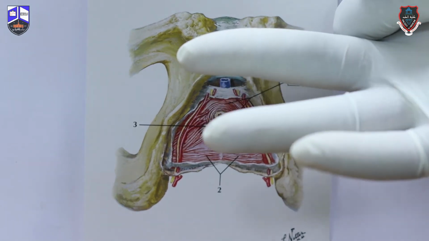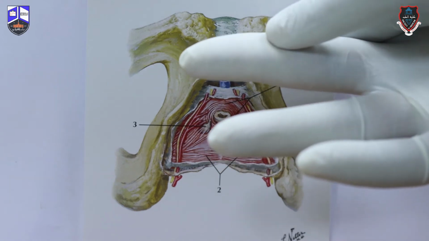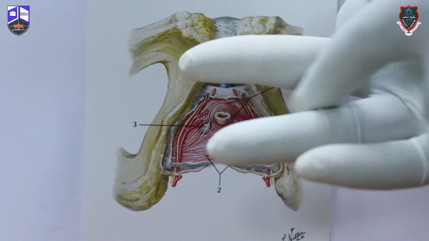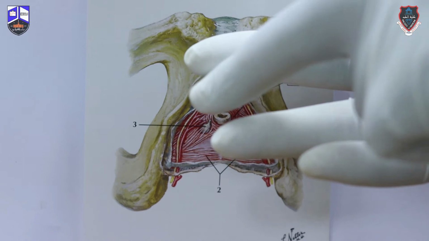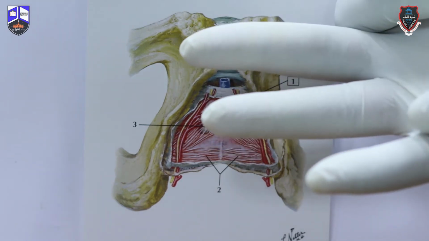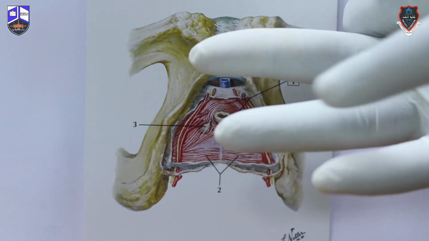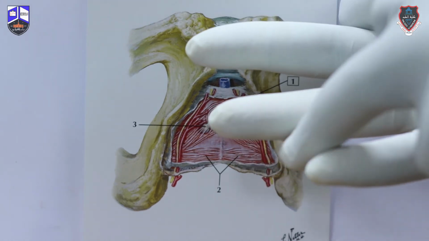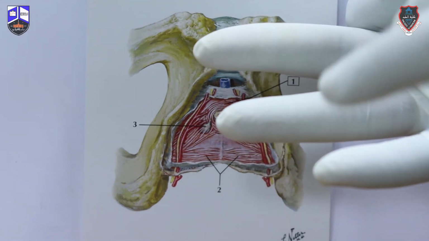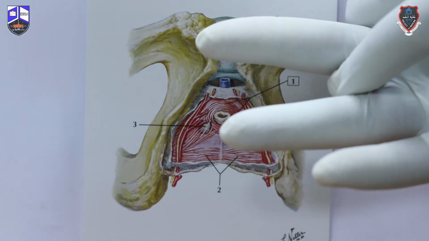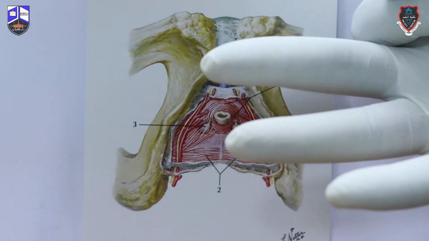Okay, the space between the superior and inferior fascia of the urogenital diaphragm is called the deep perineal pouch, and the space between the Colles fascia and the perineal membrane is called the superficial perineal pouch. Then this is the deep pouch and this is the superficial pouch.